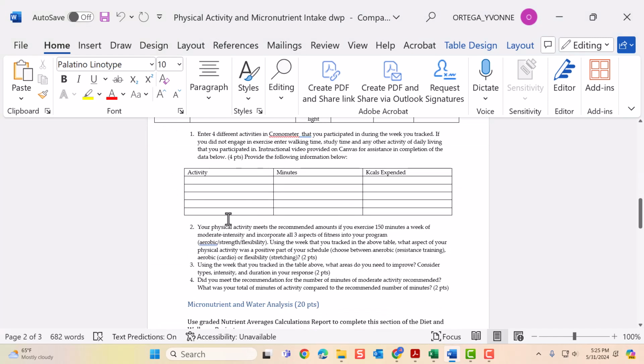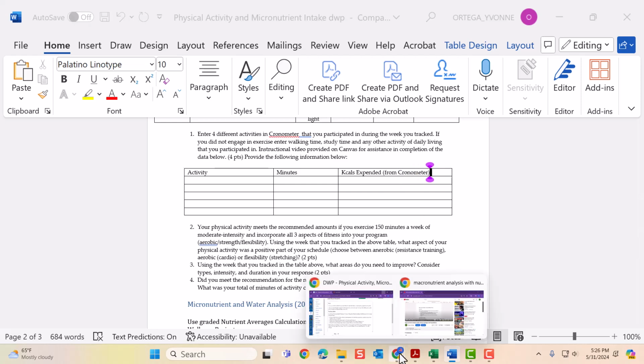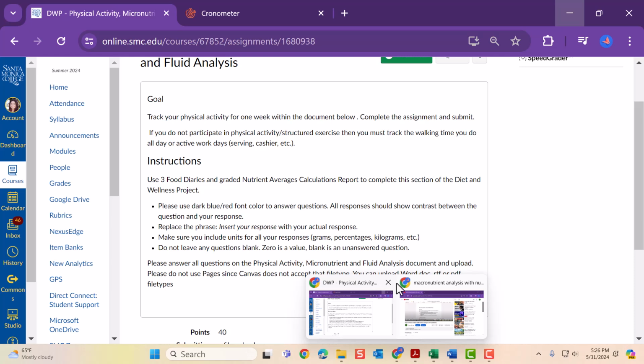So the next part will ask you to use Chronometer again. So you're going to log back in and you are going to look at that table and enter activities that you did, how many minutes you did it, and then fill in the calories expended. So I am going to put from Chronometer. So how do you do that on Chronometer? We're going to go to Chronometer.